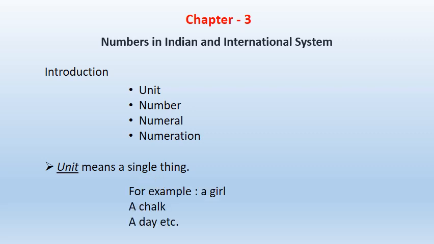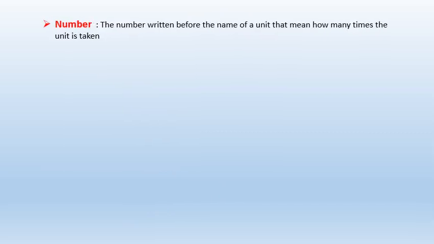Let us see an example. For example, a girl. A girl means only one girl. A chalk, one chalk. A day means one day, etc. Now students, let us see what is number. The number written before the name of a unit tells how many times the unit is taken.